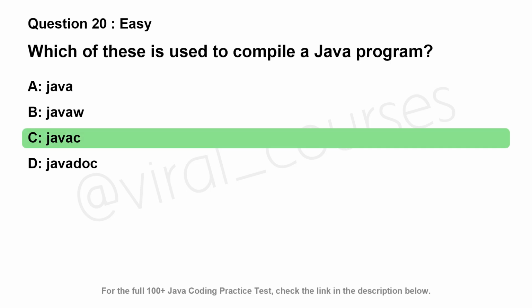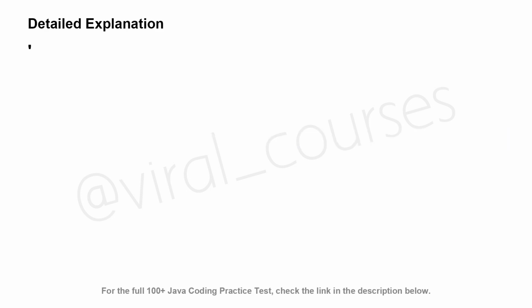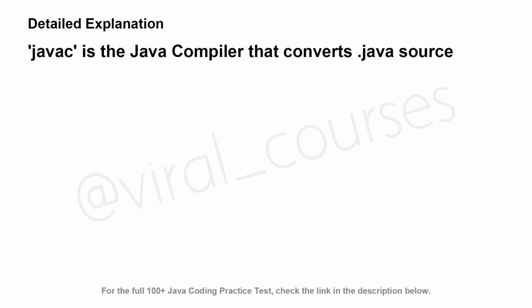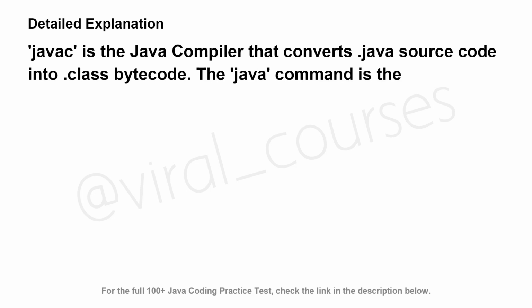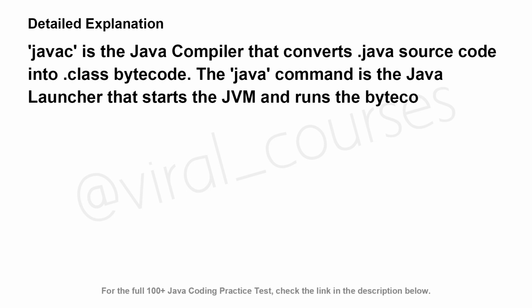The correct answer is C. Javac is the Java compiler that converts Java source code into class bytecode. The Java command is the Java launcher that starts the JVM and runs the bytecode.